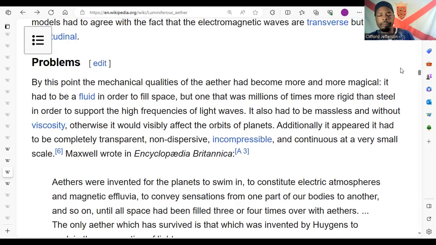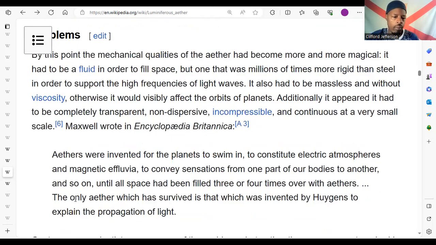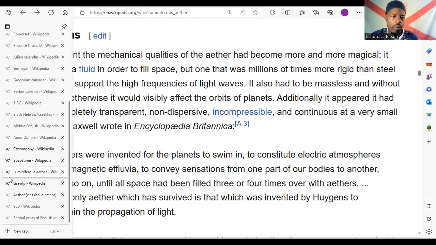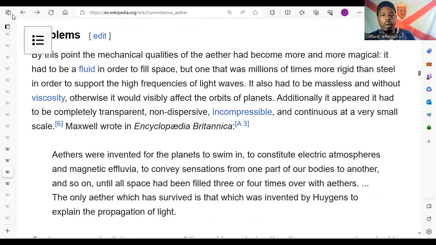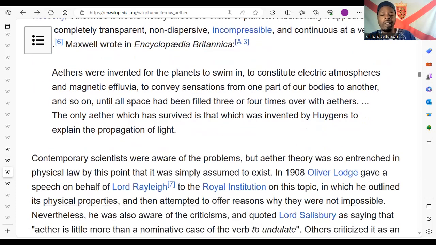As we see here, ether was invented for the planets to swim in, to constitute electric, atmospheric, and magnetic influence, to convey sensation from one part of our bodies to another, and so on until all space had been filled three or four times over with ethers. The only ether which has survived is that which was invented by Huygens to explain the propagation of light.